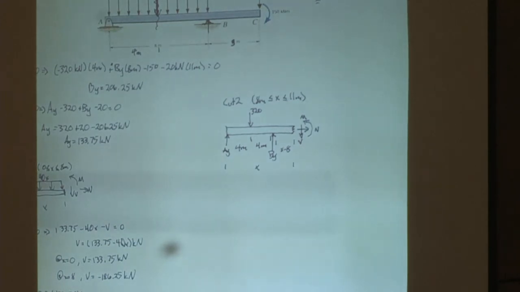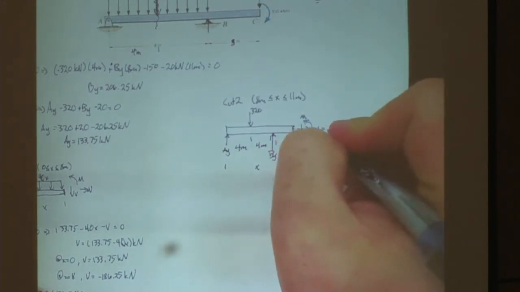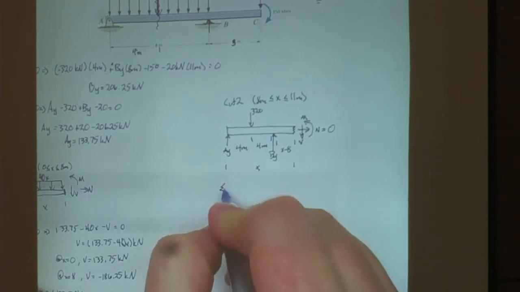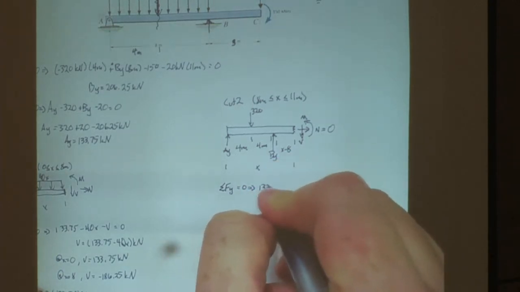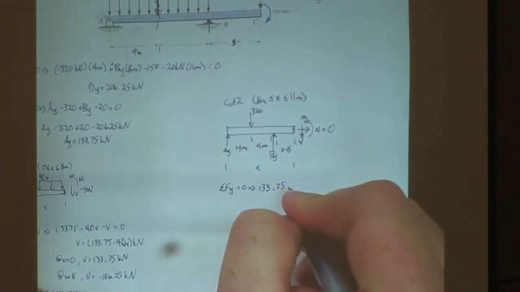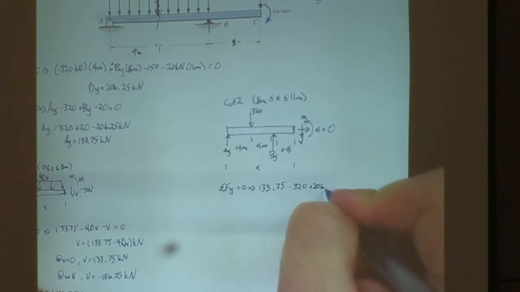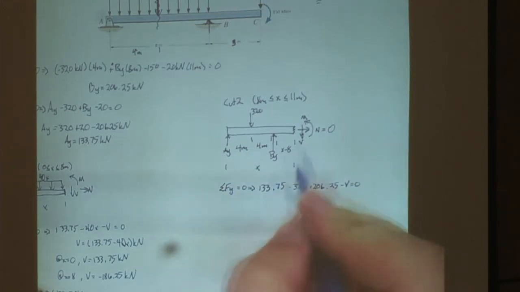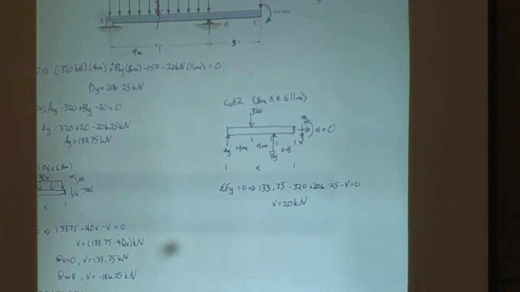Then we're going to move on to our sum of forces in the y, and we're going to do our sum of moments, because our N, the normal force, is going to equal 0 because of the lack of forces in the x direction. All right. Does that make sense? Anybody have any issues with that?